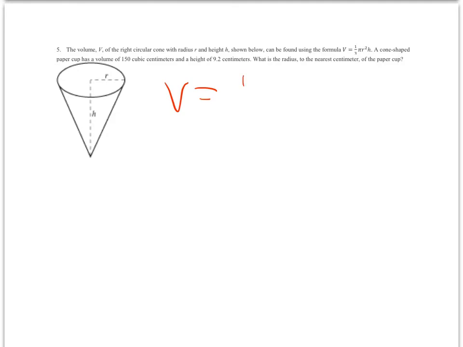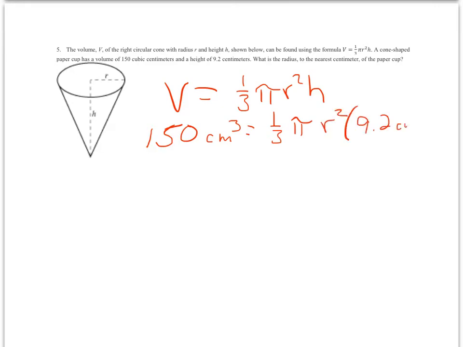Let's write down the formula. Couple things here. It tells us the volume, 150 cubic centimeters. Does it tell us the radius? No, it doesn't, so that's what we're trying to figure out. It tells us the height is 9.2 centimeters. It says also, this is very important, to the nearest centimeter. It means we're rounding. So if we're going to round, well, let's round.